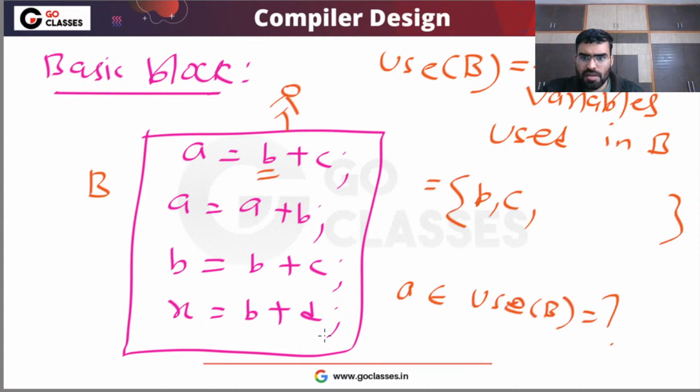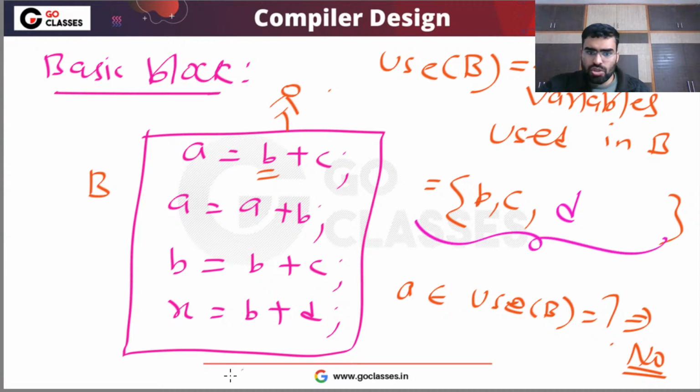This is my question. Can I say a is used in this basic block? And the answer is no. Because if you are standing here, you can notice a is defined before it is used. So a is not used in this basic block. B is used, c is used, and a is not used. What about d? d is used. So these are the used variables.